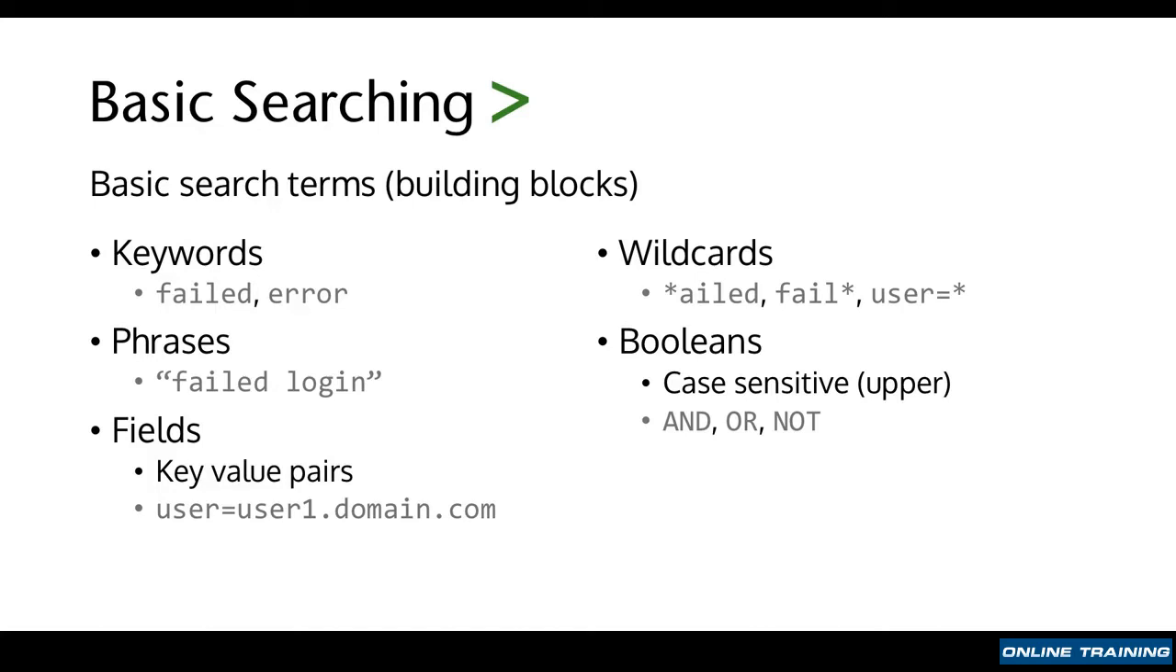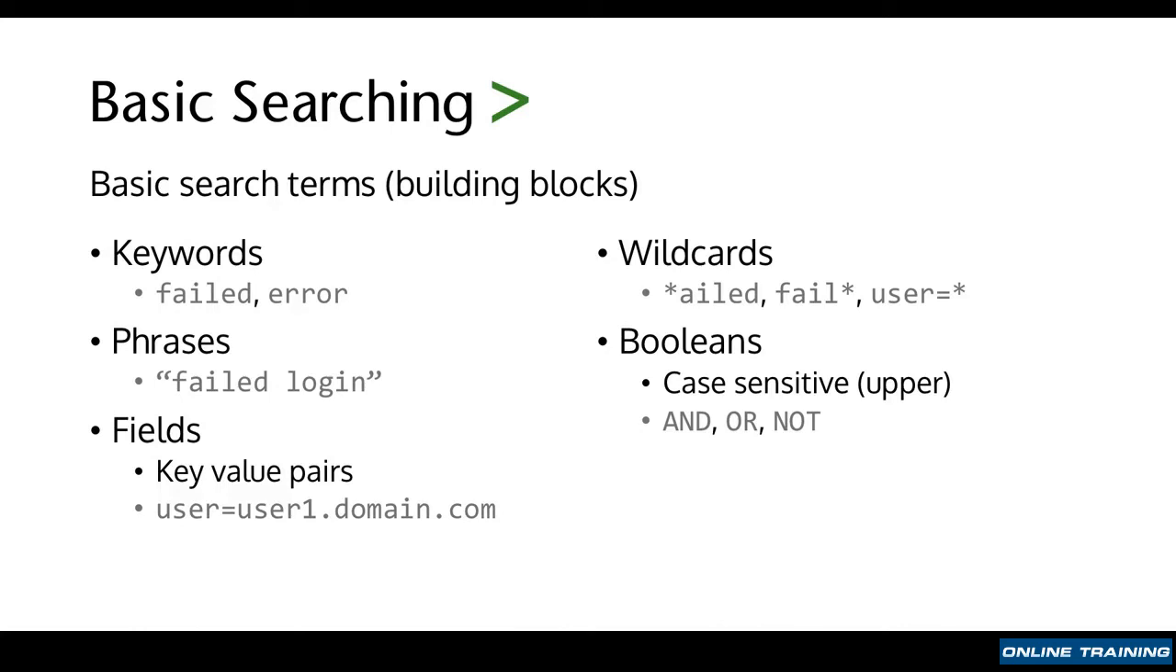And they are built on keywords, phrases, fields, wildcards, and booleans. Keywords are just what you would expect: failed, error. Phrases are multiple keywords, and we put phrases in quotes because they have a space in the middle. Fields are key value pairs, so something equals something else. An example of a field would be user equals and then the username. We'll talk about fields in more depth later on in the course.